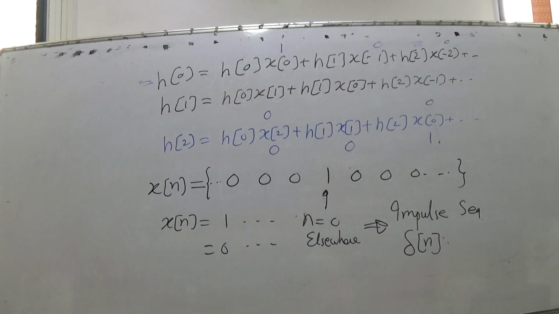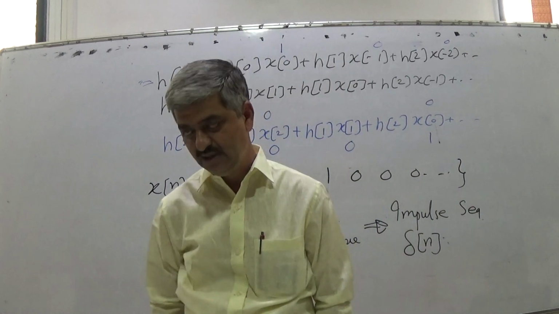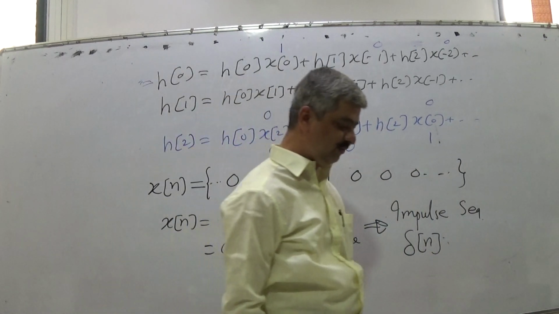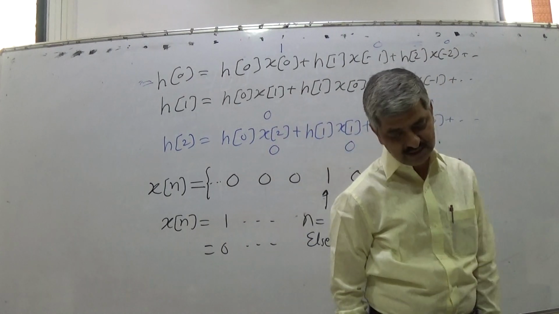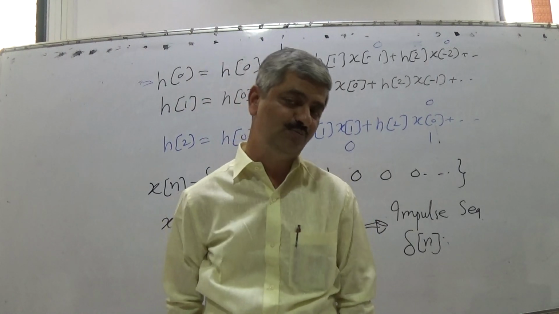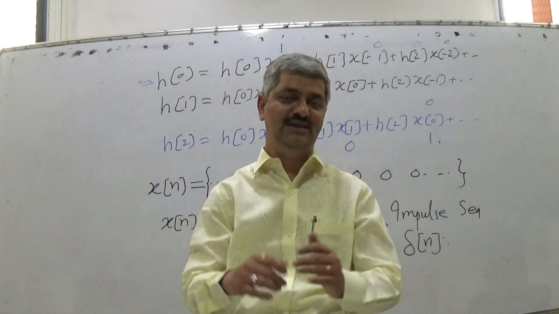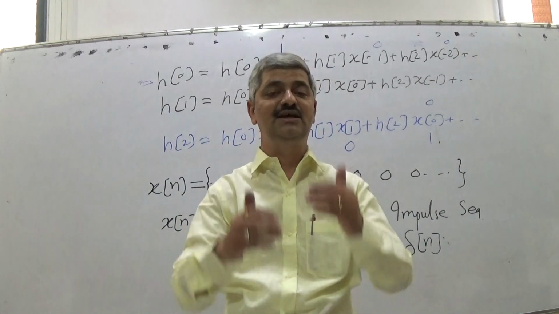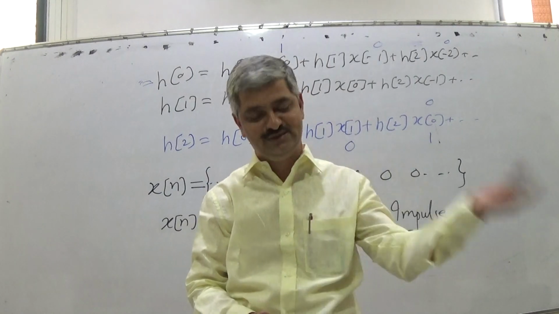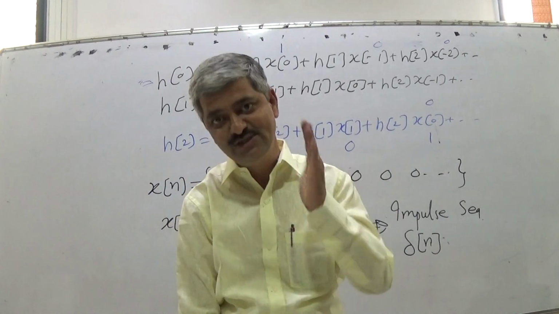So the output sequence is the convolution of the input sequence and the system sequence. So when both are known, you can find the output. But if you don't know the system sequence, but you can use the system, then you can apply any input sequence to the system and you get the output sequence. If you apply the unit impulse as the input sequence, that is delta n, which is equal to 1 at n equal to 0 and 0 elsewhere, in that case the output you get is the system sequence itself.